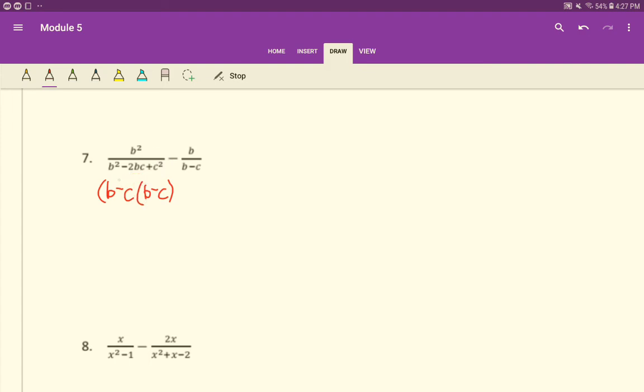In fact, let's try this: b minus c times b minus c. That would give us b squared, b times negative c is minus bc, negative c times b is minus bc, and negative c times negative c is positive c squared. And aha, there we have the factoring. So this is equal to b squared over b minus c times b minus c, minus b over b minus c.